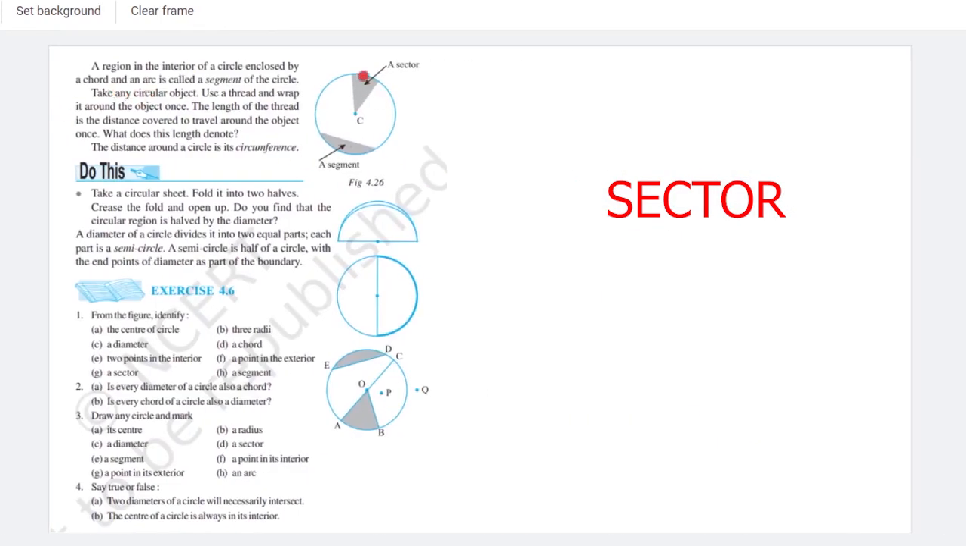See, in this figure you can see what a sector is. These two are radius, from the center connecting to points on the circle. This is one point, this is one point. So there are two radius and one curve. One curve means that is an arc. So all this interior area is called a sector.